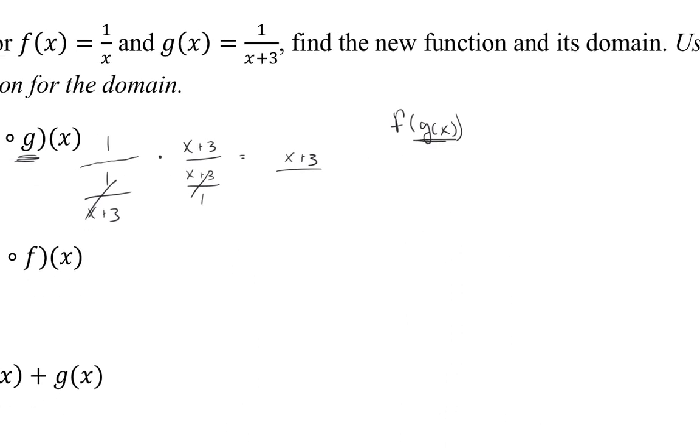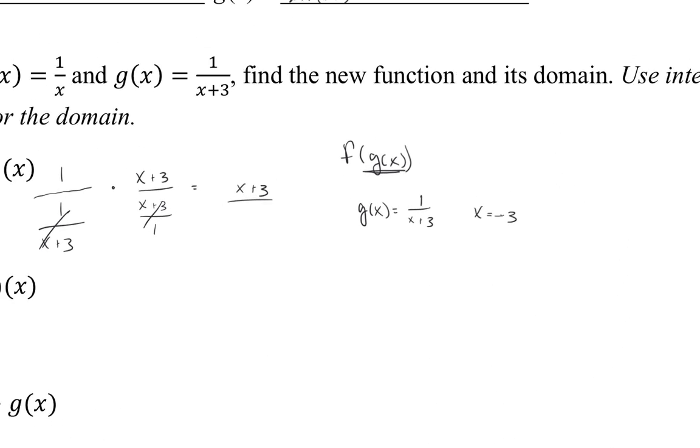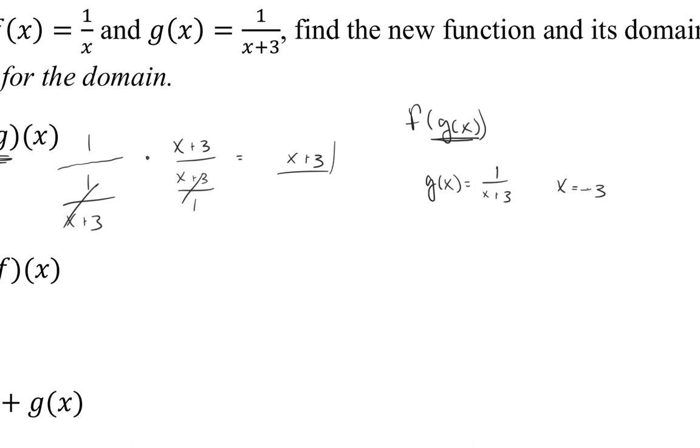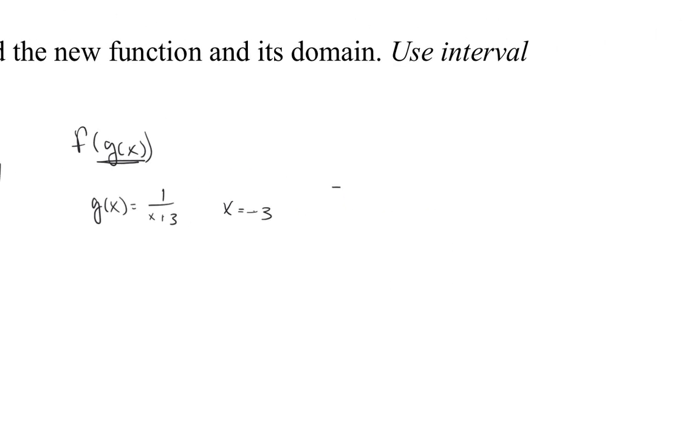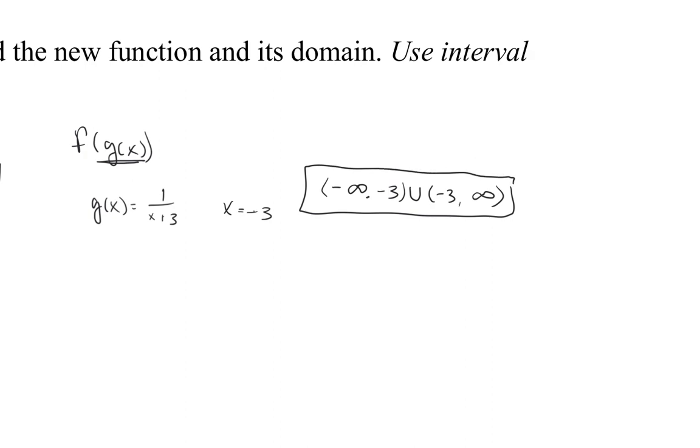What we need to make sure is that this part does not break. So g of x is 1 over x plus 3. We cannot include negative 3 because we don't want to divide by 0. So our interval is going to look like all real numbers except for negative 3, which is going to look like negative infinity to negative 3, negative 3 not included, union, negative 3 onto positive infinity.